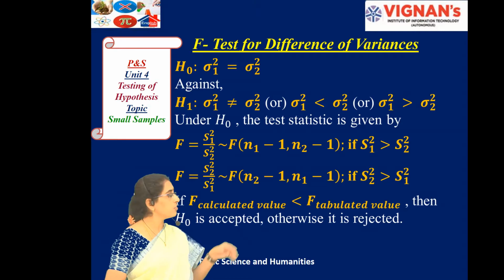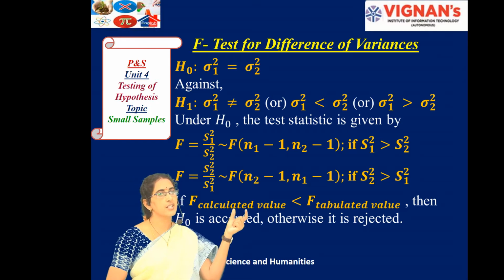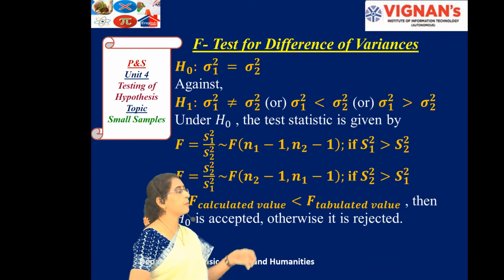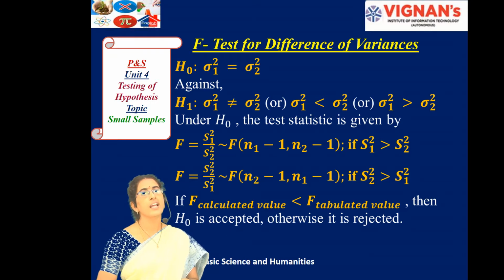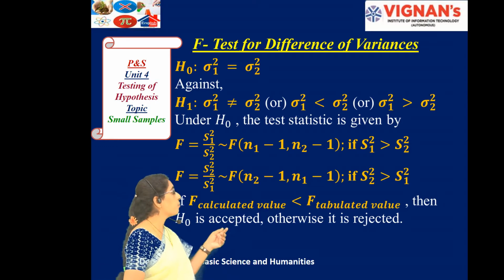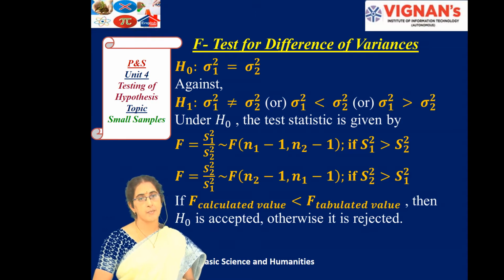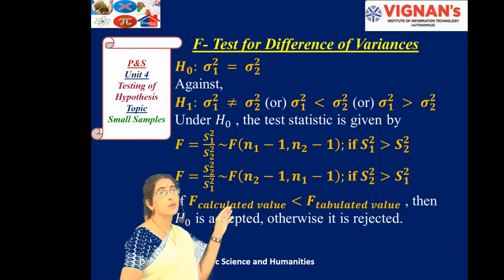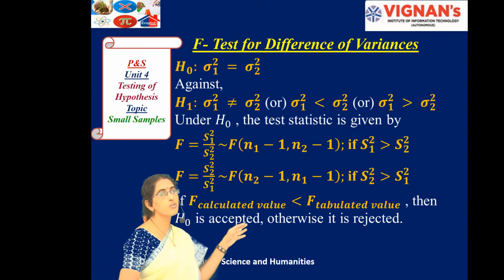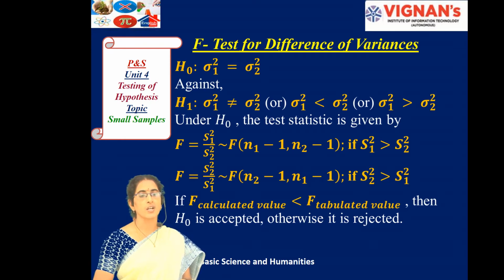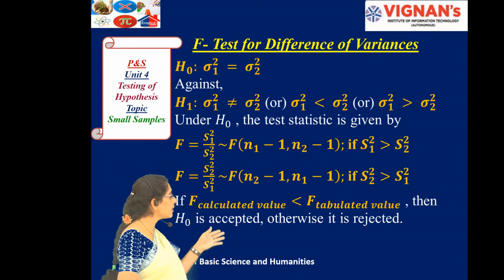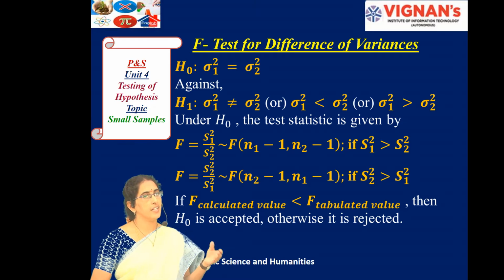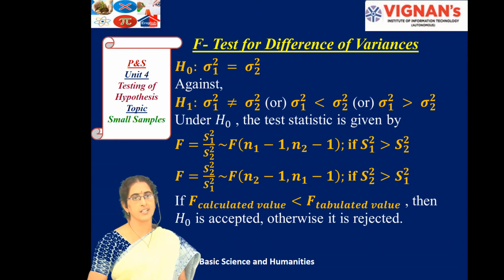So when you are considering the test statistic as F equal to S1 square by S2 square, we have to obtain the tabulated value at n1 minus 1 comma n2 minus 1. Now how to obtain the tabulated values we will see in the next slide. But when capital S2 square is greater than capital S1 square, then the test statistic is given by capital F equal to S2 square by S1 square, which follows an F distribution with n2 minus 1 comma n1 minus 1. Then again the F calculated value, if less than the tabulated value at a given level of significance, then H0 is accepted, otherwise H0 is rejected.